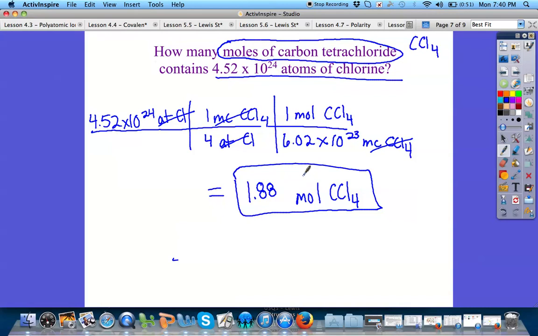particles to moles. Go ahead and take a look at the practice in your packet and stop by and ask questions if you have any.